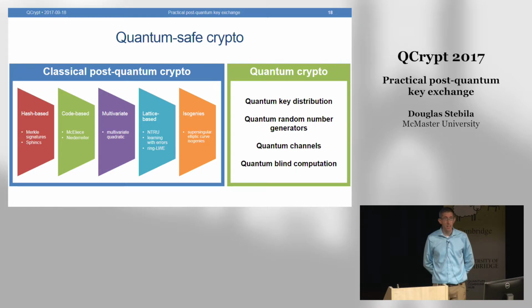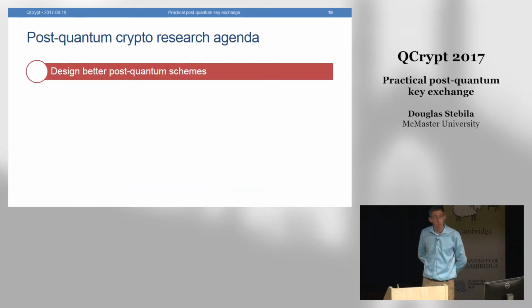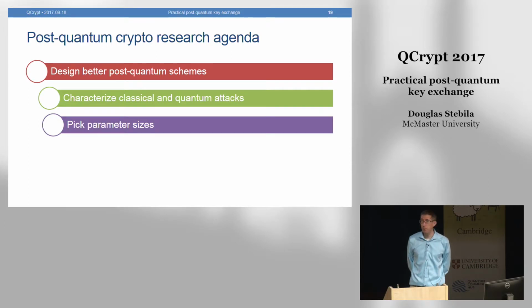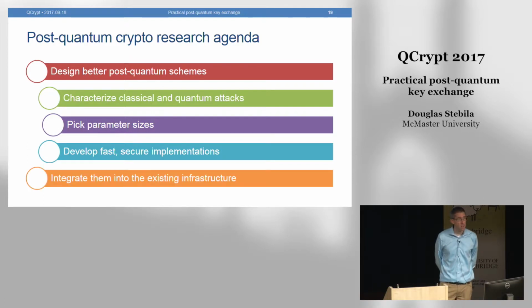So the overall research agenda in post-quantum crypto, well, we need to design better post-quantum schemes, more efficient based on the problems we have, or identify new problems. We need to classify and characterize the classical and quantum attacks against these schemes so that we understand how difficult the problems actually are. Once we know the best attacks, we can use that to pick parameter sizes. If we want to achieve security against an adversary with a certain runtime, then the attacks tell us how big our parameters need to be to resist those attacks. From there, we can develop fast, secure implementations and eventually integrate them into the existing infrastructure. And because of the close timeline we need to achieve this agenda, we actually have to be working on all of these at once.